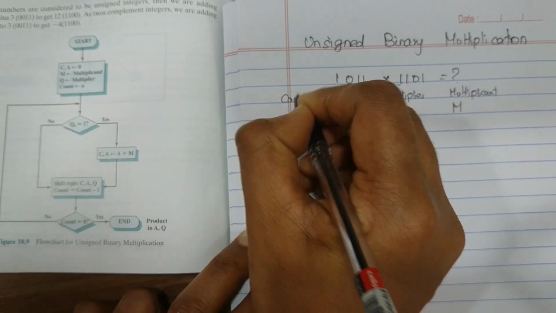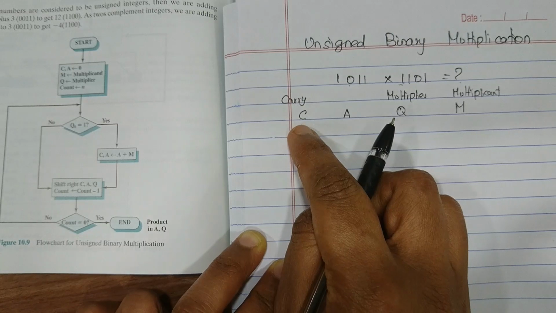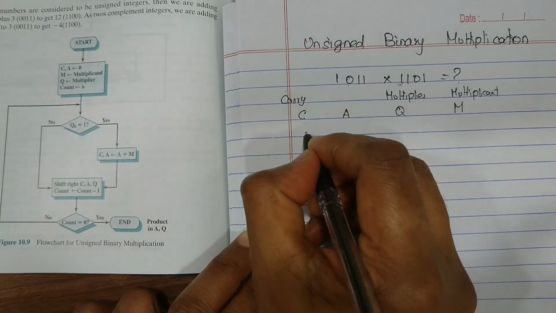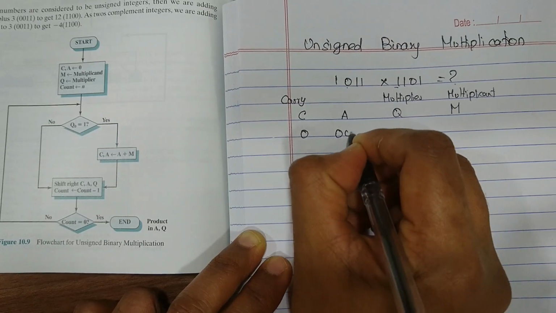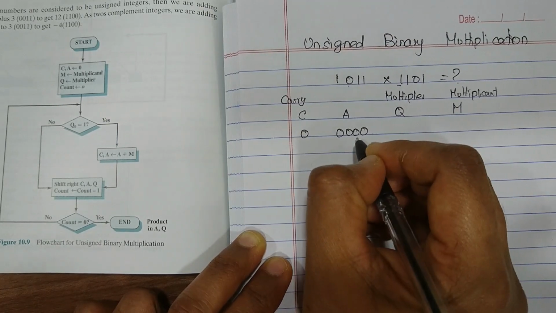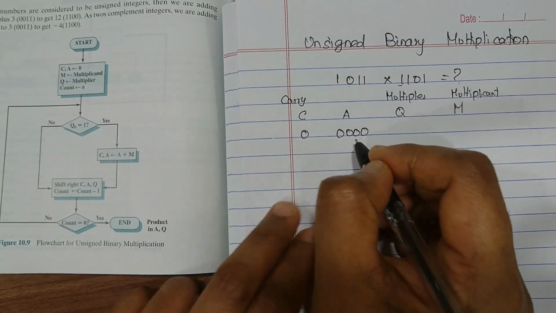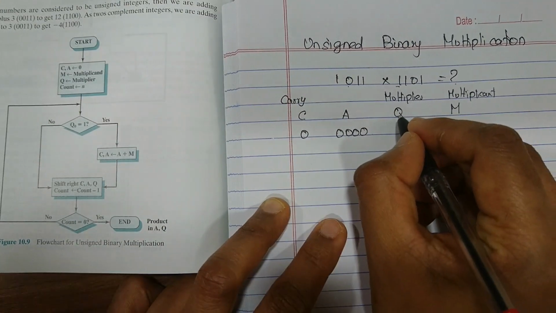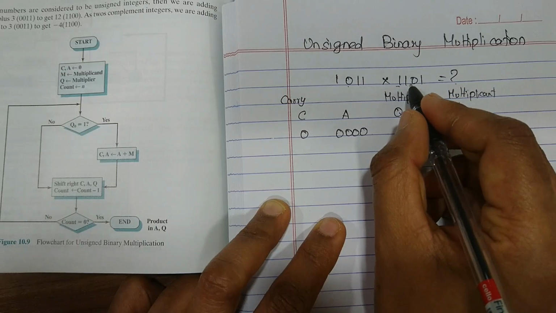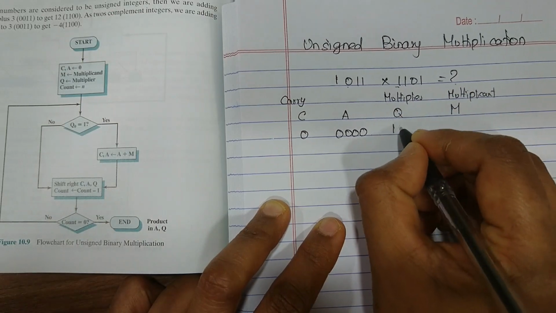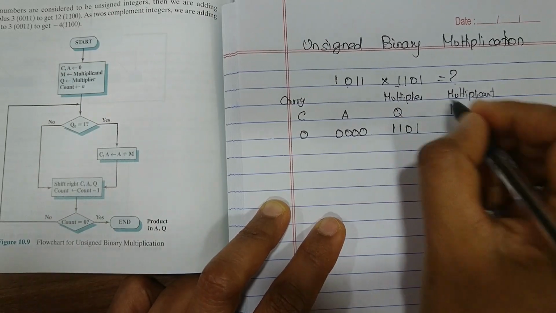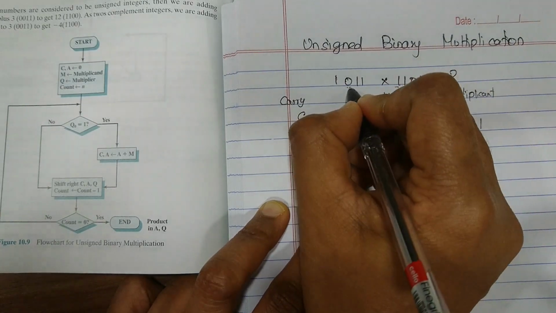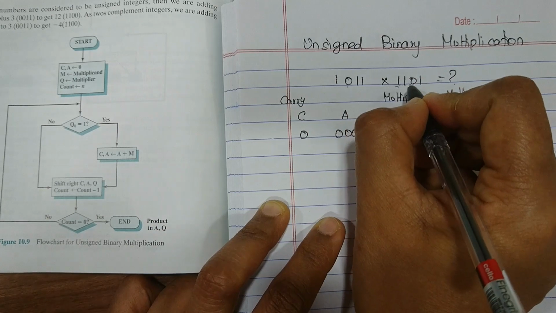initially, and carry is a 1-bit register that will contain a 0 initially. So initially these two registers will contain 0. Let's assume we are using a 4-bit adder. So all the registers are of 4 bits and this is a 1-bit register. Q is the multiplier. The multiplier here is 1, 1, 0, 1. The multiplicand here is 1, 0, 1, 1. So this is the multiplicand and this is the multiplier.